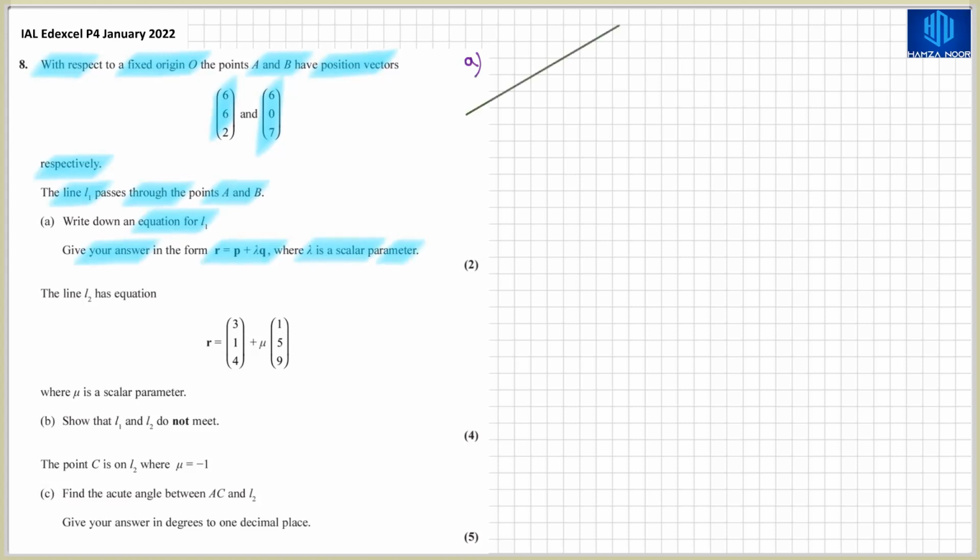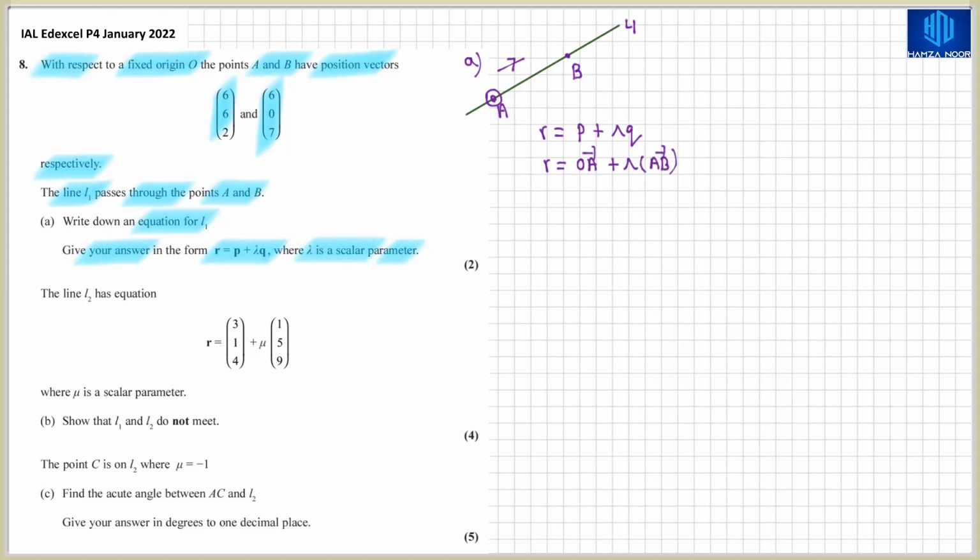So here we have line L1. Let's say this point is A and this point is B. Here I can take the point A as the starting point, and we are going in the direction of AB. So r = p + λq, where p is the position vector of the starting point. So in place of p, I'm going to write OA plus λ times q, and q is the direction vector of the line. So we are going in the direction of AB, and in place of q, I'm going to write the AB vector.